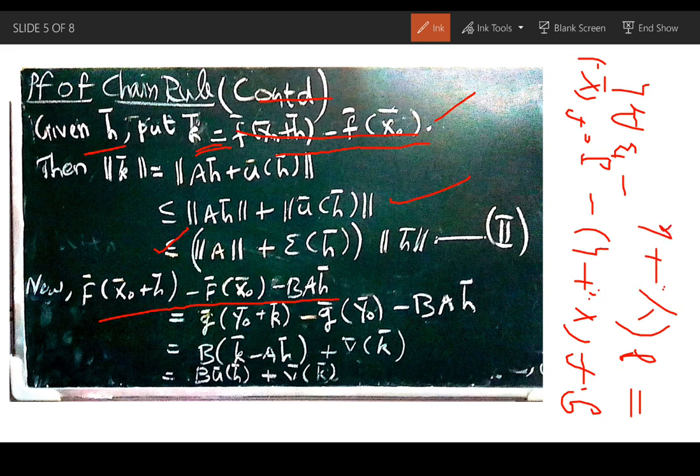minus g of, what is f of x naught? It is y naught, minus D A h, which is equal to g of y naught plus k, because f of x naught is y naught, minus g of y naught minus D A h, which is equal to, now you take D out. So D of k minus A h plus v of k, equal to D of u of h plus v of k. Hope you understood.